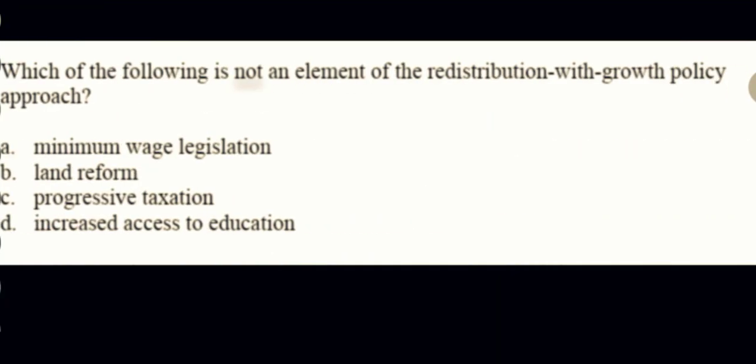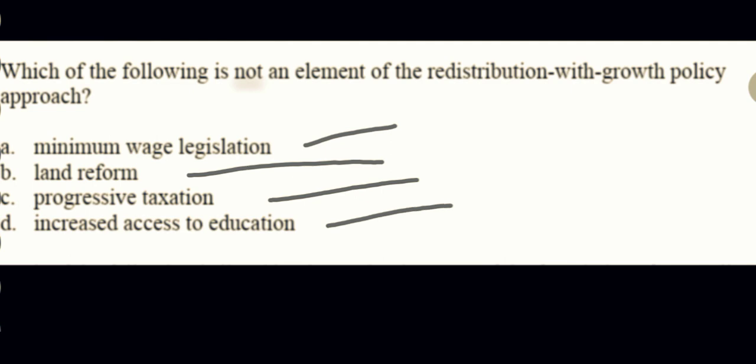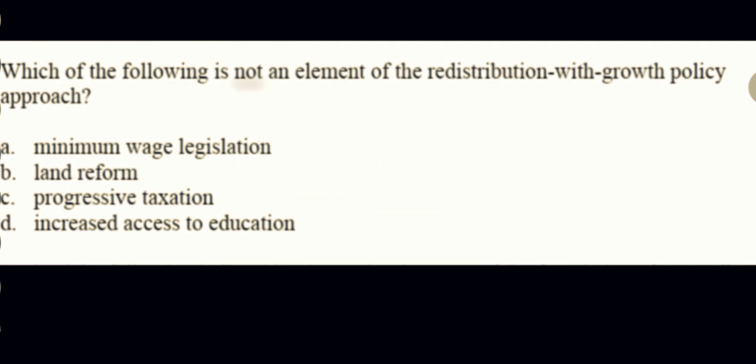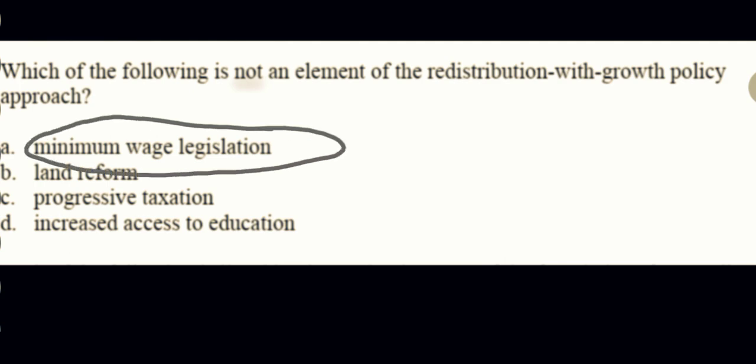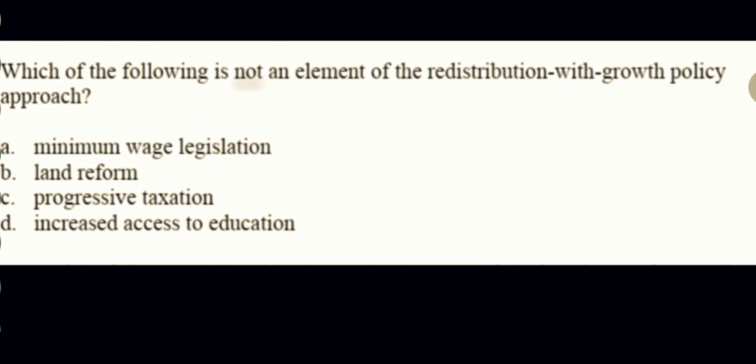Coming to the next question, which of the following is not an element of redistribution with growth policy? The options are minimum wage legislation, B was land reforms, C was progressive taxation, and D was increased access to education. The correct option, which I got from the internet, is the minimum wage legislation. So there are some questions which I actually don't know how to interpret. So I'm just showing you the correct options here.